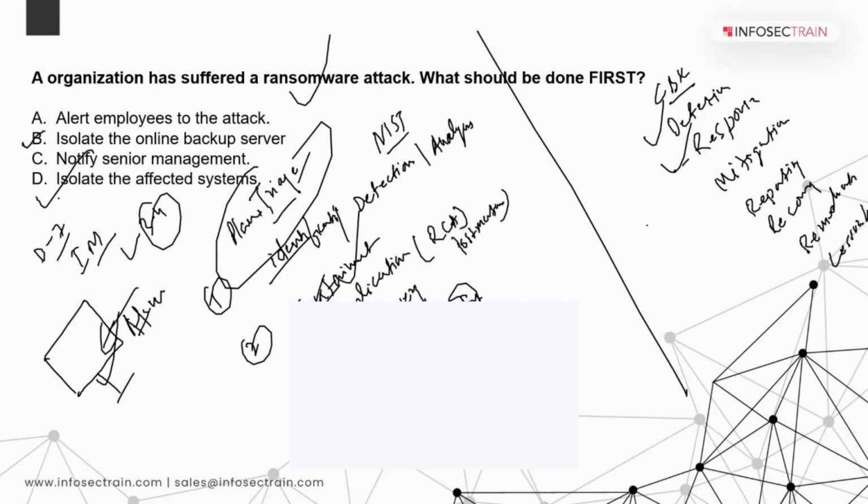Notify senior management, that's a later part. First you have to reduce the impact, right? And after that you have to notify senior management. It's not that you notify senior management first and then after that isolate. Otherwise the attacker might take lateral movement and actually infect some other system. Okay, so the answer is D.